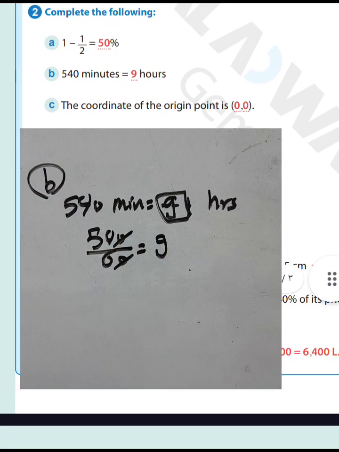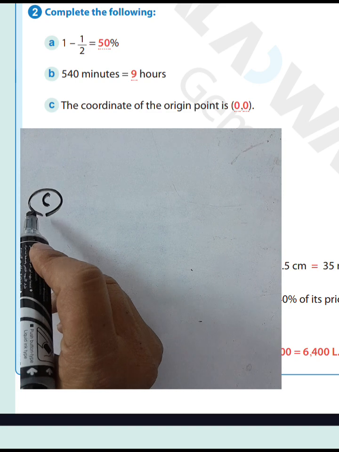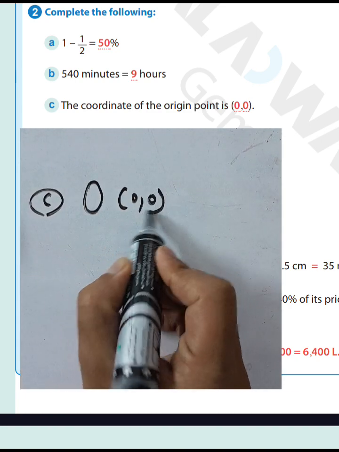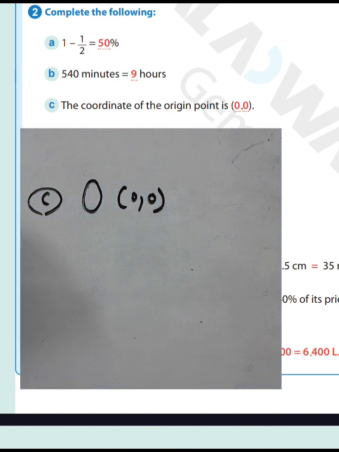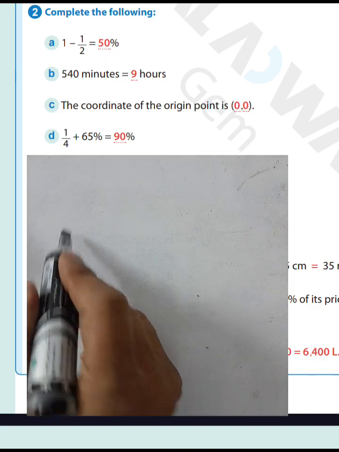Question letter C. The coordinate of the origin point will be what? 0 and 0. The coordinate of the origin point is 0 and 0.